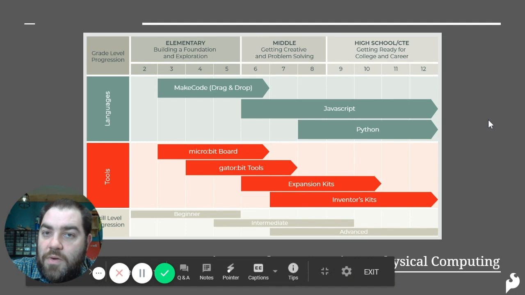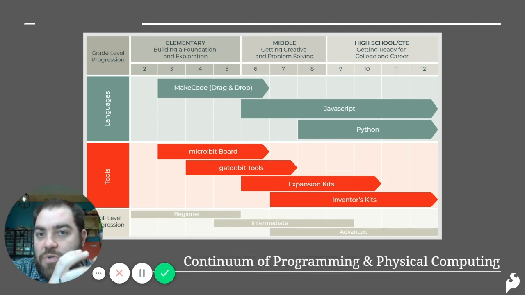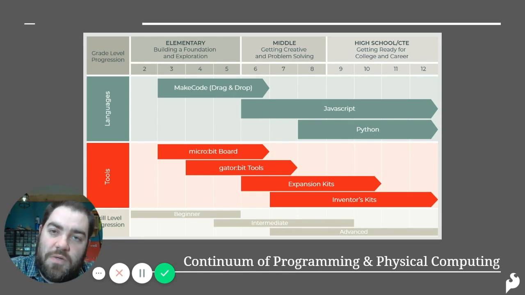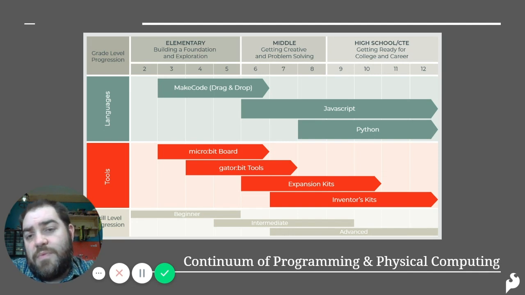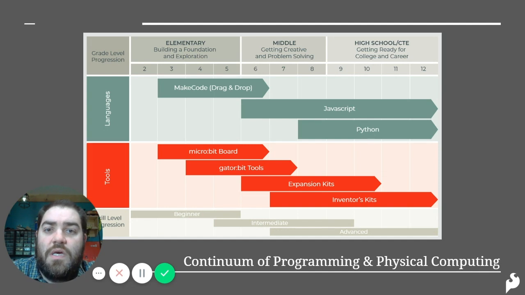If you're wondering about age and grade and skill level, things like that, this chart is actually super helpful in terms of the general age groups that we're talking about. So you can start using MakeCode and the microbit at a very basic level, probably about 3rd or 4th grade. Most research points at starting programming at about 3rd or 4th grade, because that is where most students start to transition from learning to read to reading to learn.